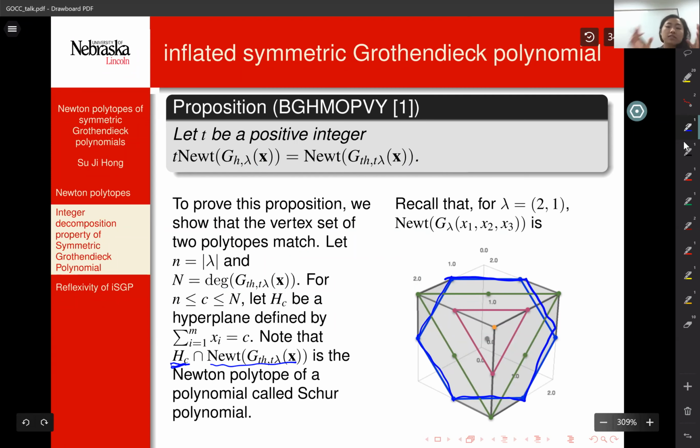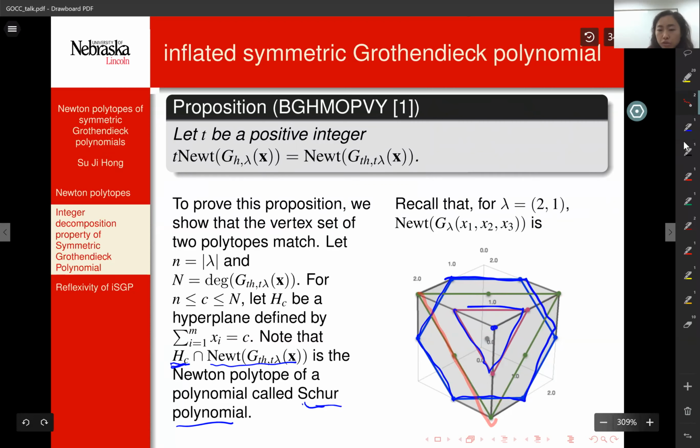And these layers actually correspond to the Newton polytope of Schur polynomials, which we have already studied in the same paper. And we have shown that all the Newton polytopes of those Schur polynomials have IDP. So in here, we can see that there are a total of 4 layers. Here is one layer, here's another, here's one, and here is another.